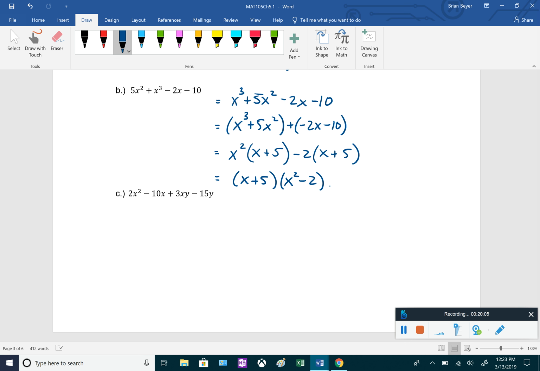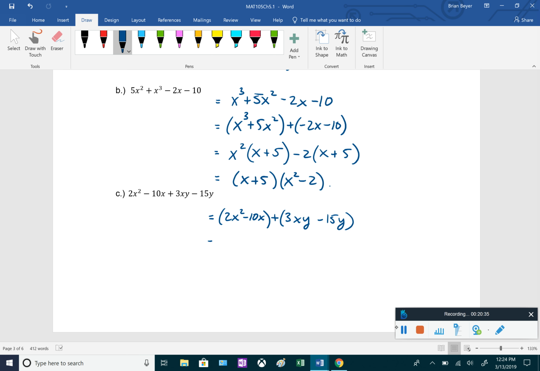Okay, and then for this last one, it's a little bit harder because we have x and y. So let's just give it a shot and see what happens using the same method. Let's group those first terms together: 2x squared minus 10x. And it's plus for the next one, so we don't have to worry about adjusting that. Plus 3xy minus 15y.